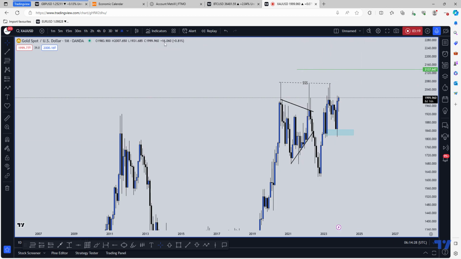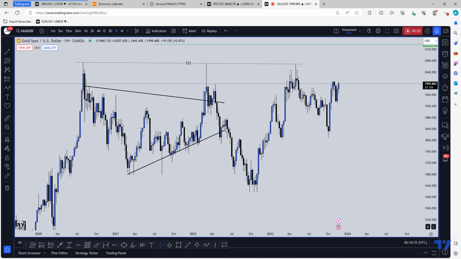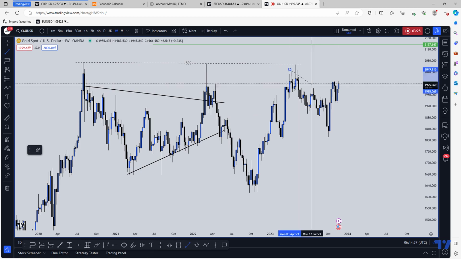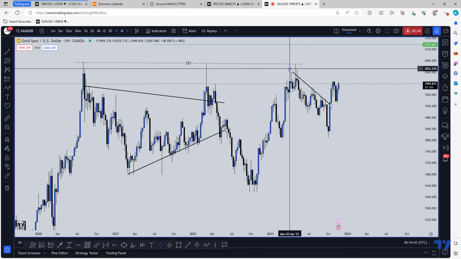which gives us added confluence to expect price to take out these highs. Now, if we drop down to the weekly time frame, what we can identify from a weekly perspective, the market was consolidating in the form of this descending trend line, this descending triangle, something we've already analyzed and already updated you guys on.